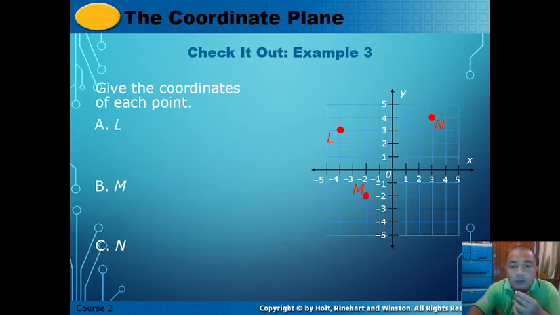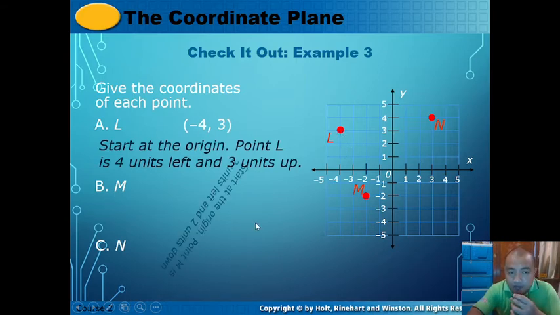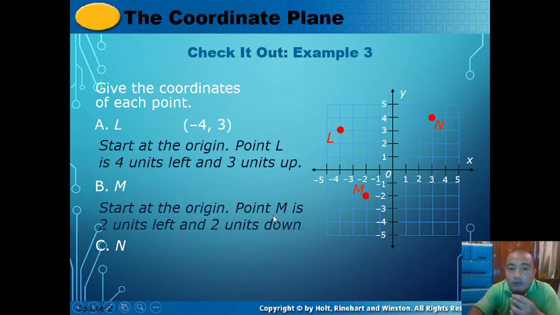Give the coordinates of each point. What are the coordinates of point L? Start at the origin. Point L is 4 units left and 3 units up. Answer, negative 4, 3. How about point M? Start at the origin. Point M is 2 units to the left and 2 units down. Negative 2, negative 2.